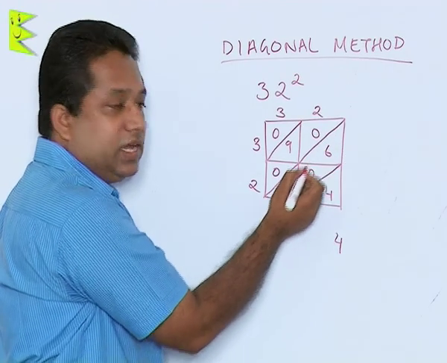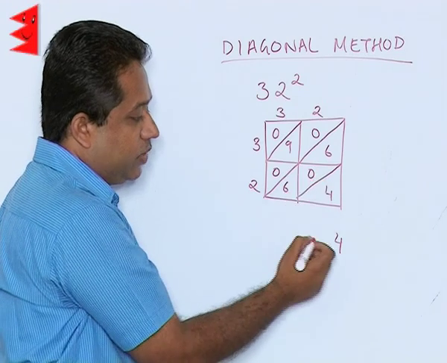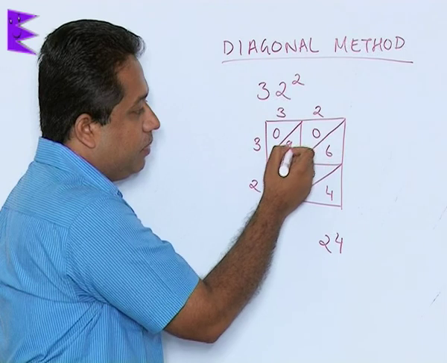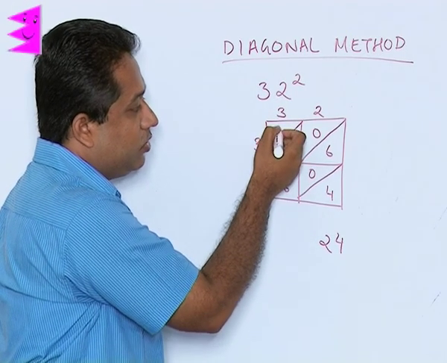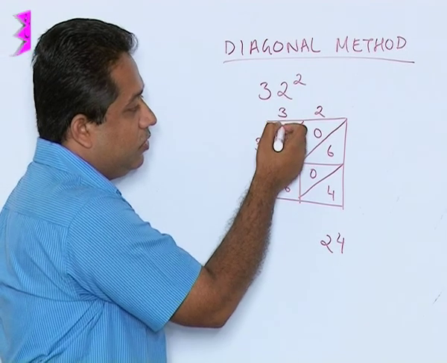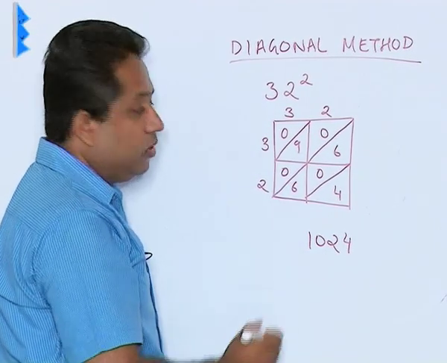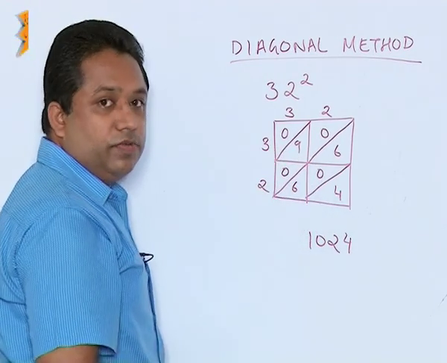The next diagonal has 6, 0 and 6, so 6 plus 0 is 6, 6 plus 6 is 12, so I have 2, 1 carried over, 1 plus 9, 10. So we have nothing to carry over here because it's already 0 here, so 0, 1, so we get the answer as 1024. So this becomes a very useful method for calculation of squares.